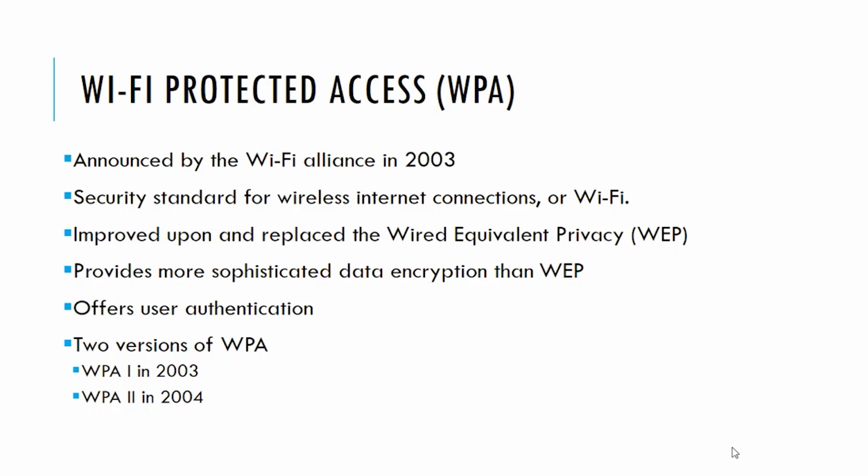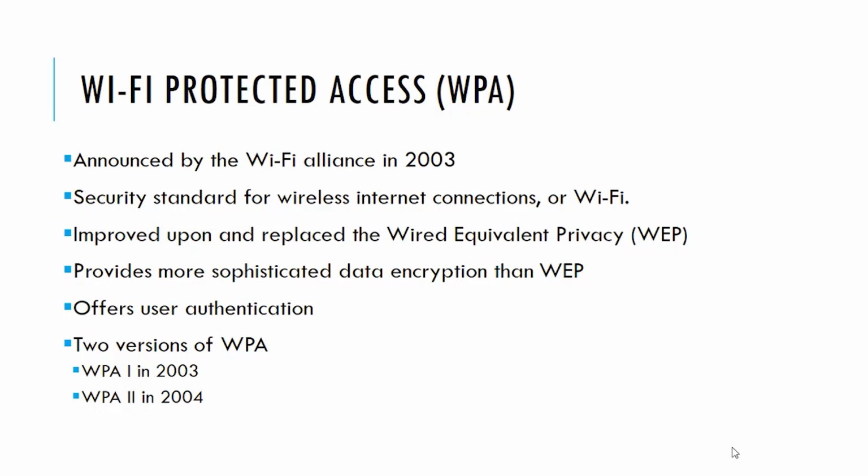WPA is a security standard for wireless internet connections, or Wi-Fi. It has improved upon and replaced Wired Equivalent Privacy, WEP. It provides more sophisticated data encryption than WEP, stronger and more advanced encryption that can face attacking attempts. It also offers a feature that was not there in WEP, which is user authentication. It authenticates the user sending the data so that you can check that the data has not been changed, and that the data is being sent by the authenticated user and not anyone else.